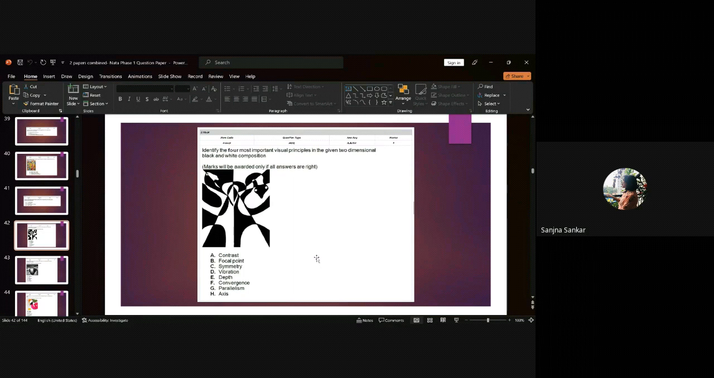Next question. Identify the four most important visual principles in the given 2D black and white composition. We're supposed to choose the four most important visual principles. Option A, contrast. Option B, focal point. Focal point too, we can note this. The third answer would be convergence, because it's converging to a point. And the last answer would be axis. So the answers are contrast, focal point, convergence, and axis.